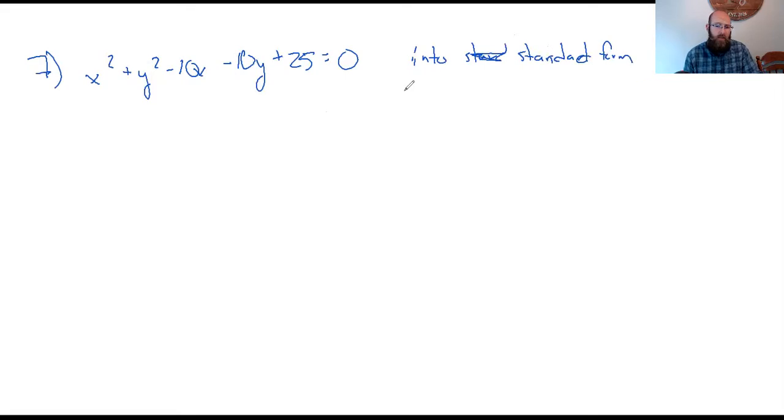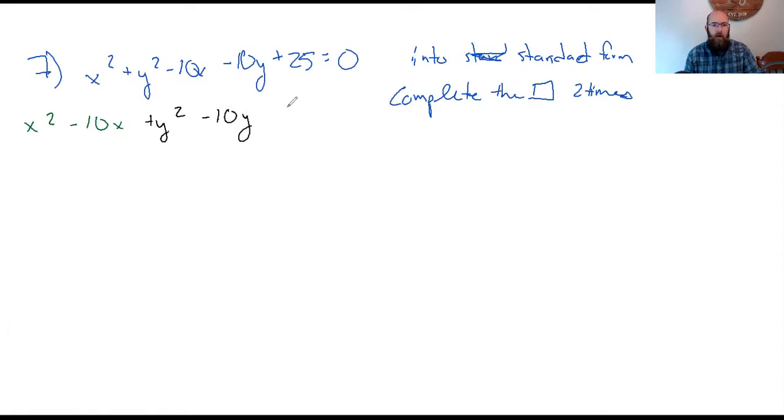So this really means I'm completing the square twice. Complete the square 2 times. I have to do it with my y's and with my x's. So the first thing I need to do is separate those pieces. I'm going to put my x's all together: x squared minus 10x. Then I'm going to put my y's all together: y squared minus 10y. And then I'm just going to leave the 25 alone for a little while, right? He's just hanging out, just chilling like a villain.